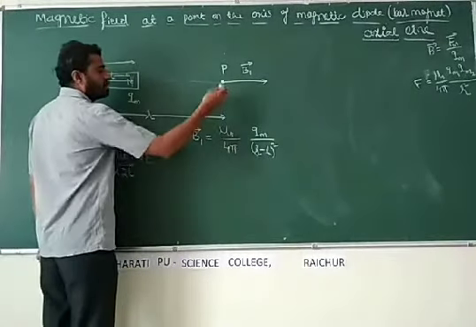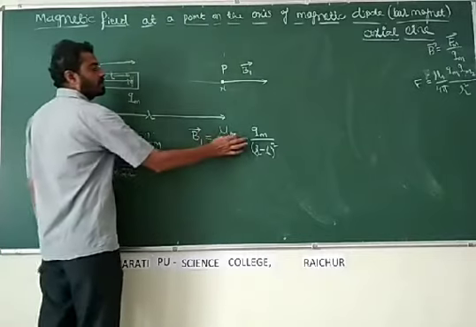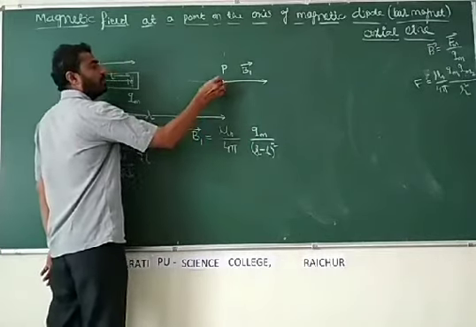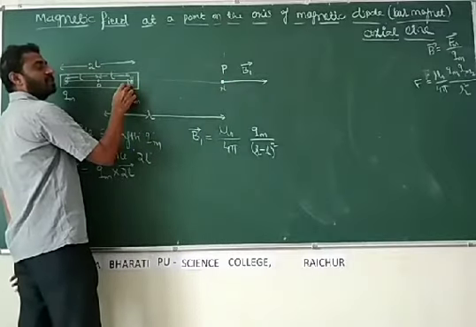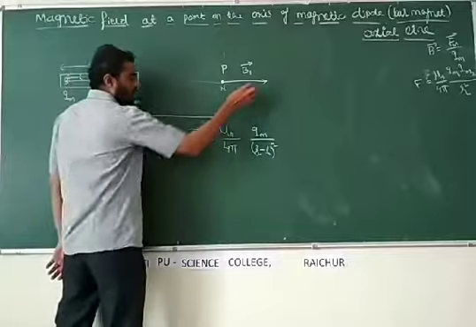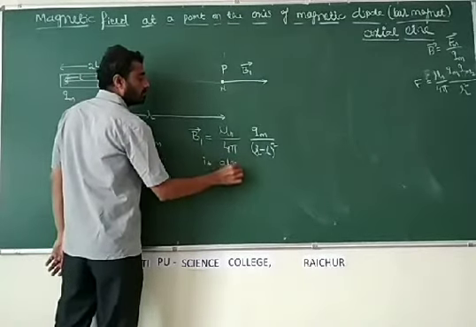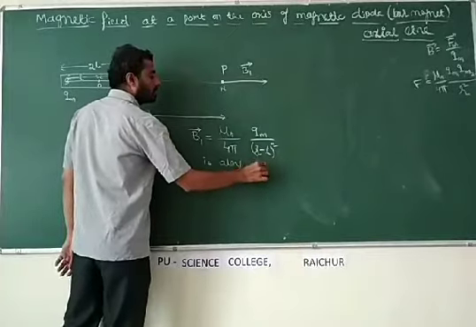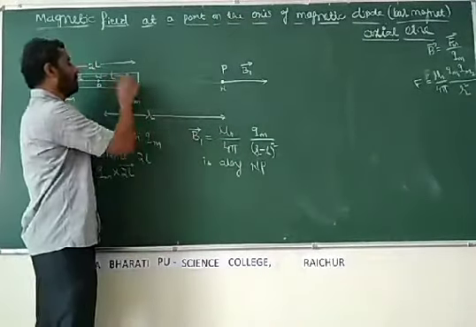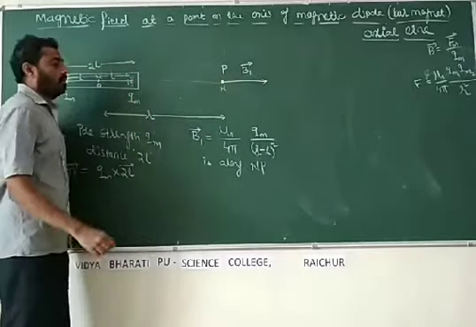Similarly, the direction. Field is a vector quantity. This is the magnitude of the field. For direction, if I place a north pole, it is repelled by this north pole, because like poles always repel. The direction of V1 is along NP, from the north pole to the point, along NP.